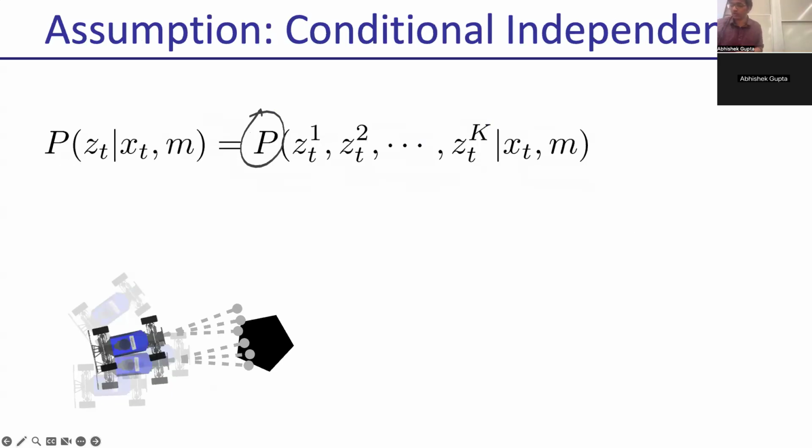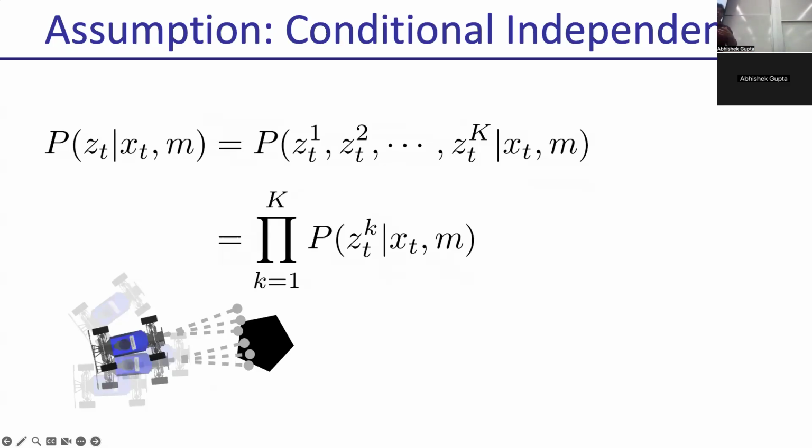So the first thing we're going to do is assume conditional independence between those beams. Right? I'm going to shoot out a bunch of beams. The beams are going to come back. And then I'm going to assume that each of those beams is conditionally independent, which means that the likelihood of this thing giving me a measurement will be independent from the likelihood of this thing giving me a measurement, which will be independent from the likelihood of this thing giving me a measurement. Right? And why do I want to do that?